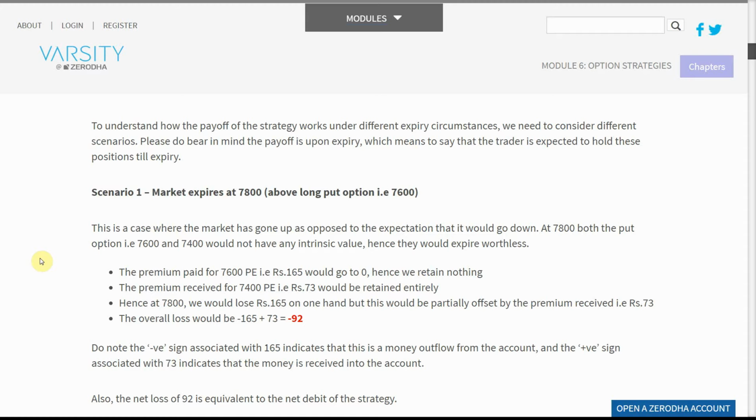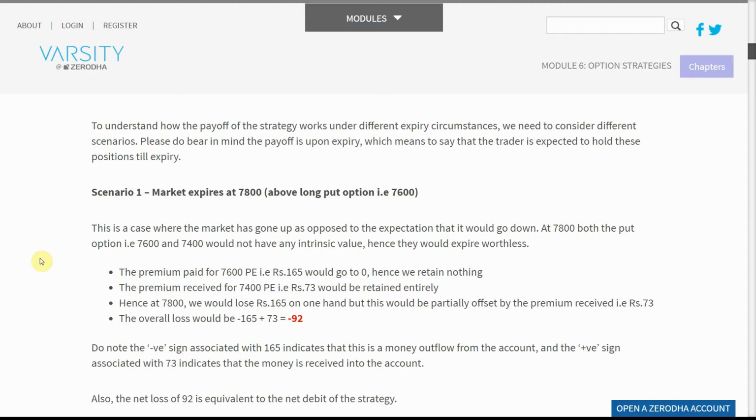Scenario 1: market expires at 7,800, above the long put option, i.e. 7,600. This is a case where the market has gone up as opposed to the expectation that it would go down. At 7,800, both the put options, i.e. 7,600 and 7,400, would not have any intrinsic value. Hence they would expire worthless.